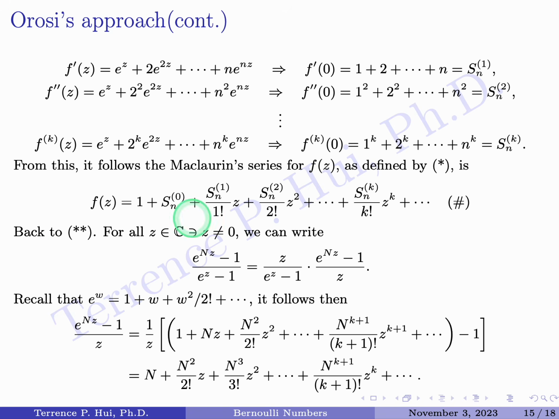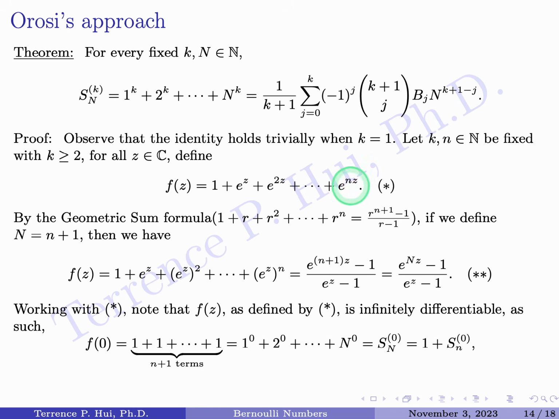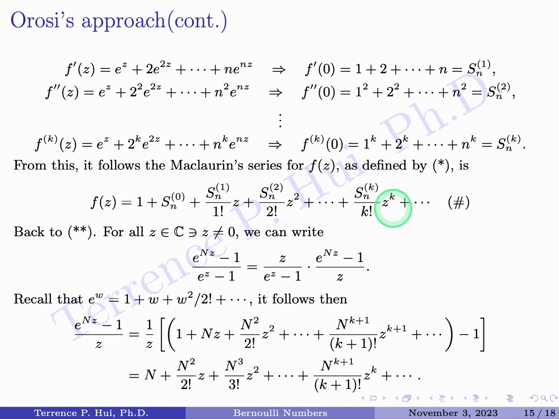you can now expand the Maclaurin series in terms of this s sub n. So f of z is nothing more than 1 plus s sub n0 plus s of n1 over 1 factorial z plus s of n2 over 2 factorial z squared plus dot dot dot up to s of nk over k factorial z to the k plus dot dot dot. Let's call this expression single pound, because now I have expressed f using only the left-hand side, the star. I have now expanded it into this series form.